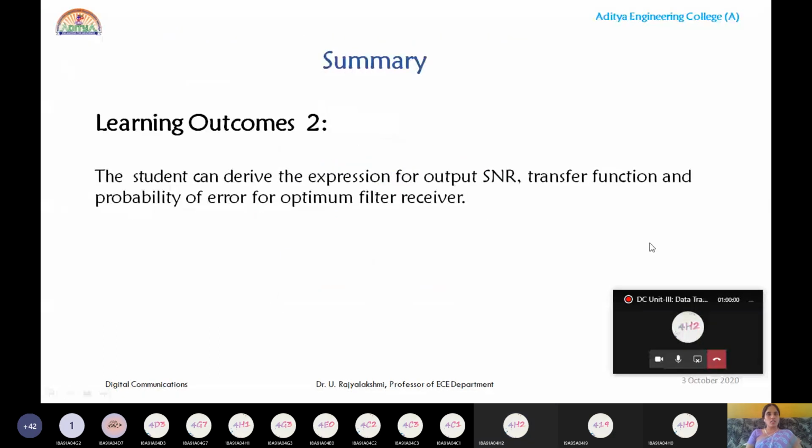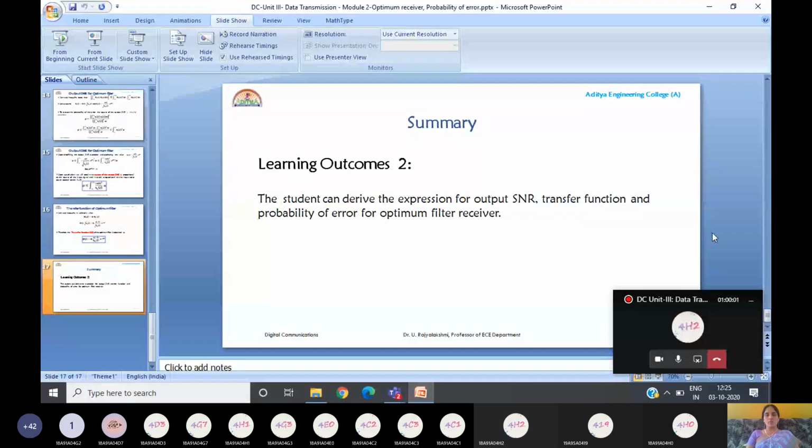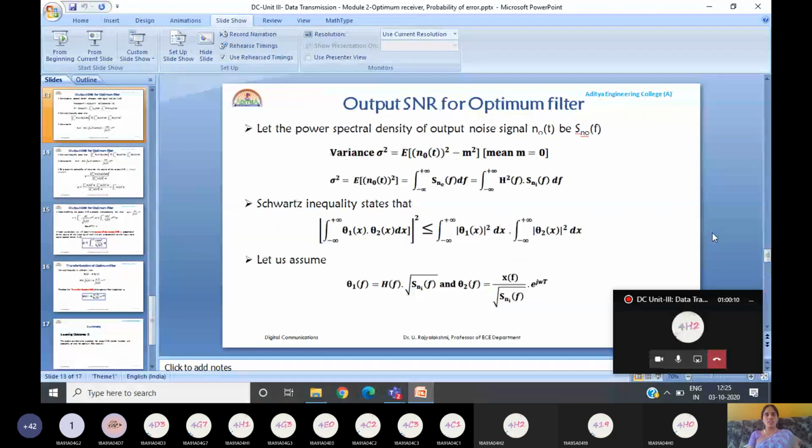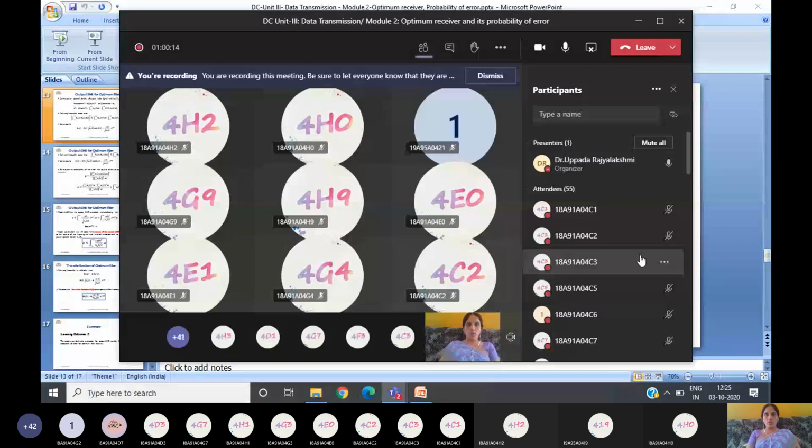Please remember all these expressions, because in the exams you may directly get them as an objective question. At least you should remember what you will get in the numerator and what you will get in the denominator. In the next class we can calculate the probability of error, similarly the square of output SNR, everything for the matched filter.